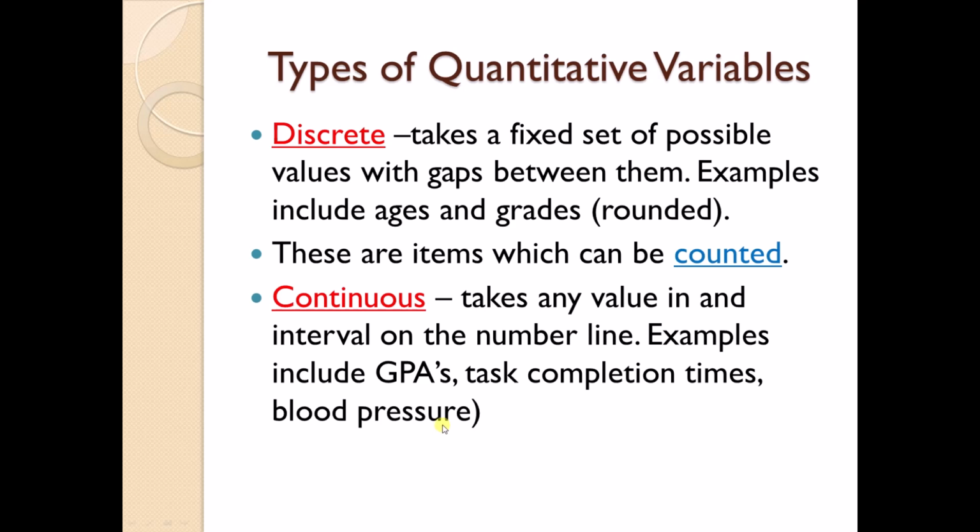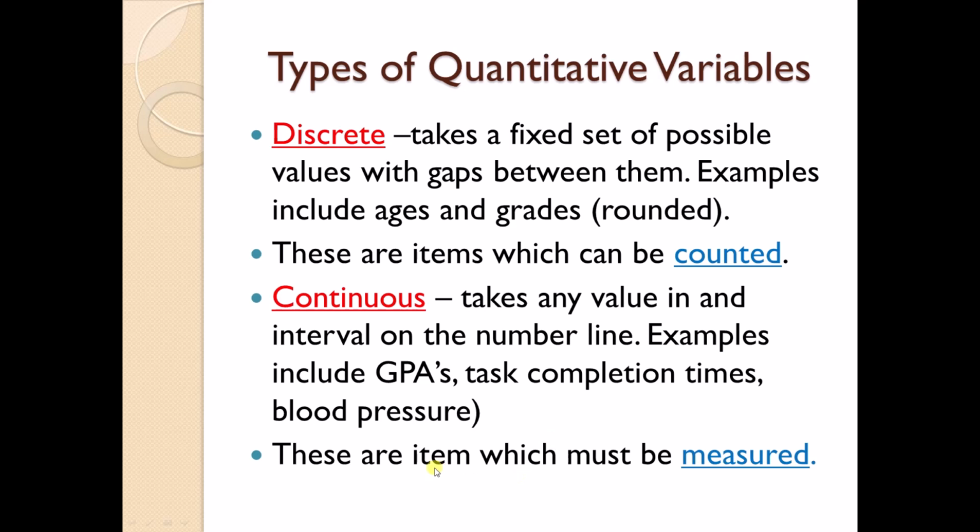Blood pressure, again, we do report it in whole number values, but it is a measurement, and it's just that we're kind of arbitrarily choosing how to report it. But since we're measuring it, that would make it continuous. So continuous quantitative variables are items which can be measured.